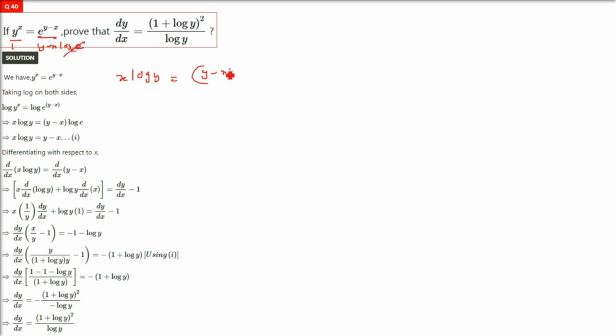Okay, now let us differentiate both the sides. I'm going to use this in the later part, so you have to be very careful about what I'm going to do with the left hand side. I'm differentiating it now. x times 1 by y dy by dx, plus log y times the derivative of x, which is 1, is equal to dy by dx minus the derivative of x, which is 1.